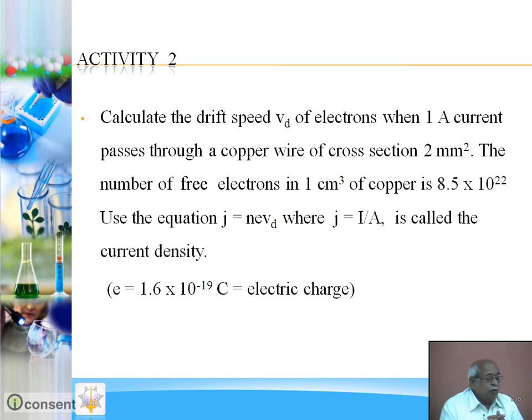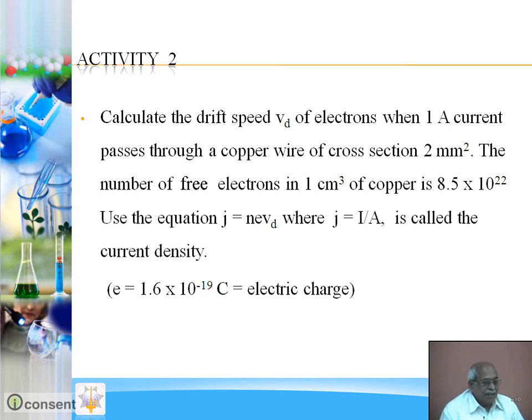So in this activity, we imagine 1 ampere current in a copper wire. Area of cross section of copper wire is 2 millimeter square. How many electrons are there? 1 centimeter cube of copper contains how many electrons? 8.5 into 10^22 electrons. You can use this data to calculate drift speed of electrons.